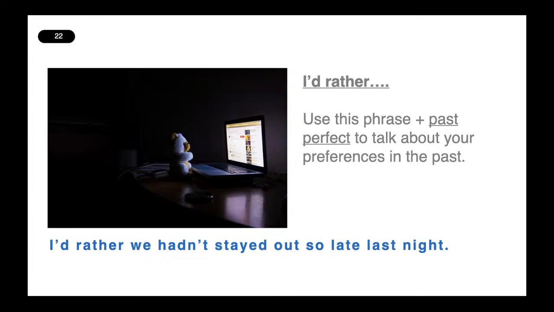Yeah, Luna had the same idea as me. I'd rather we hadn't drunk all night. Drunk, not drank. Past perfect. Past perfect uses the past participle. Drink, drunk. Swim, swum.